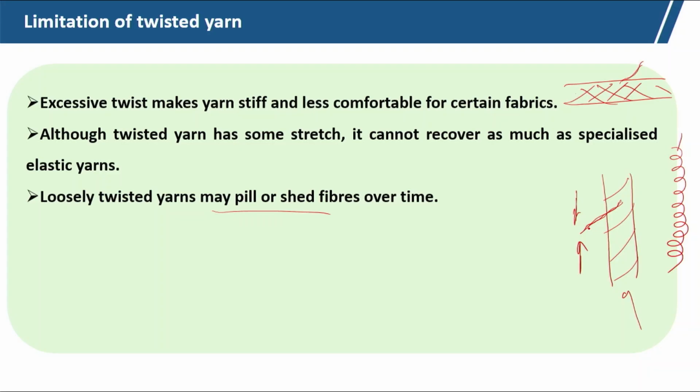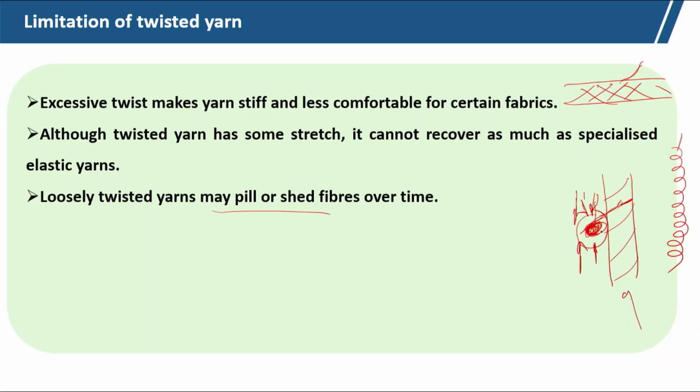Now, it will form a micro ball at the end. Now, due to repeated rubbing, this ball will be rolled over the fabric surface and the other end will be pulled gradually, and this ball size will increase and it will be a visible pill.